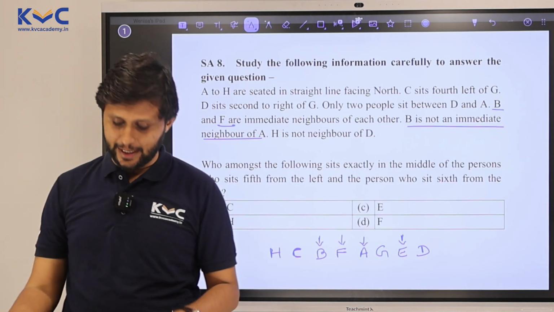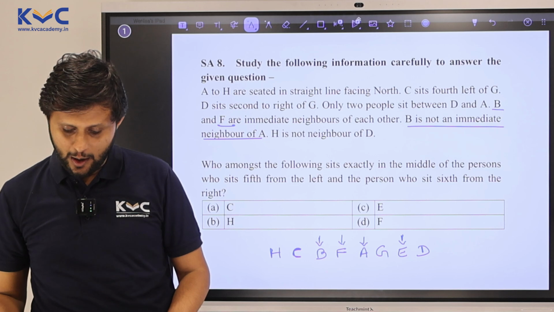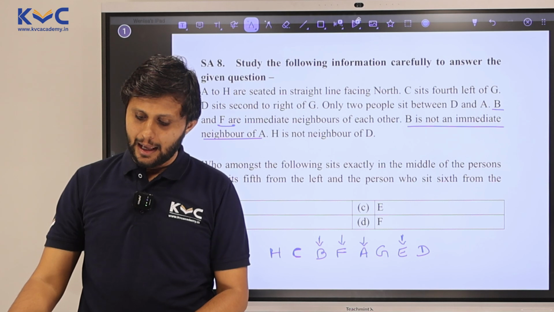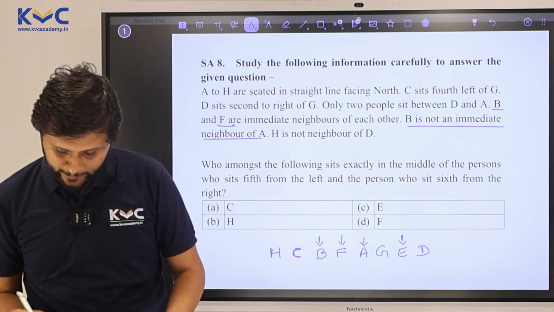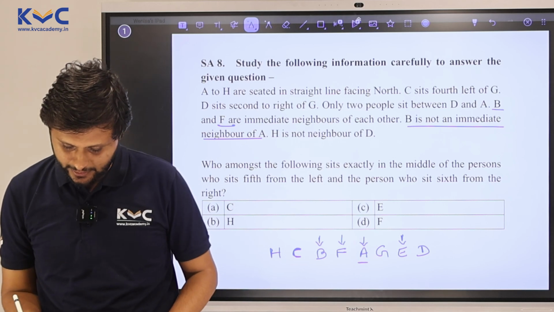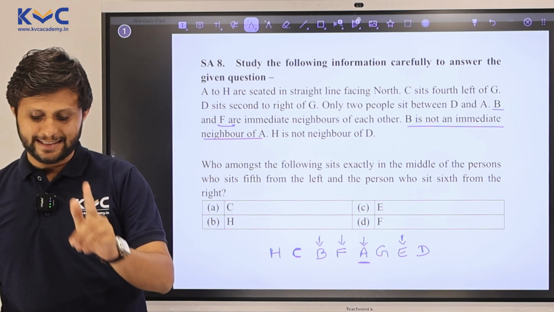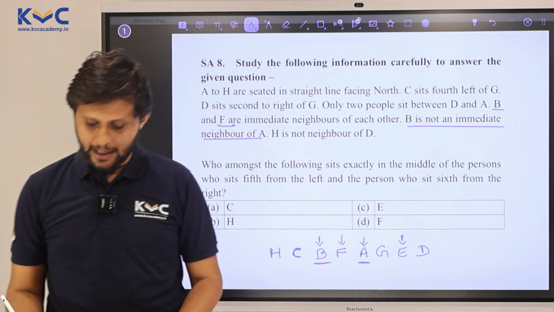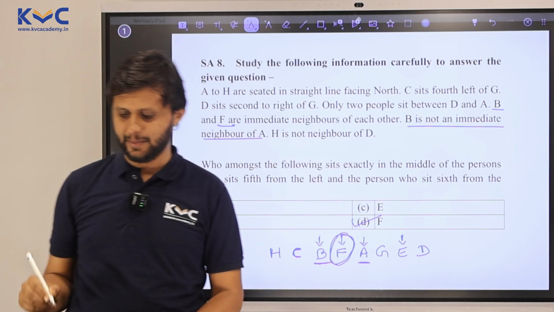So now I'll come back to the 8th question. What is the requirement of the 8th question? Who amongst the following sits exactly in the middle of the person who sits 5th from the left and the person who sits 6th from the right? 5th from the left. So from left, if you see 1, 2, 3, 4, 5. So here it is 5th from the left, and the person who sits 6th from the right. 1, 2, 3, 4, 5, 6. Correct? And who is that person? F. F is the person.